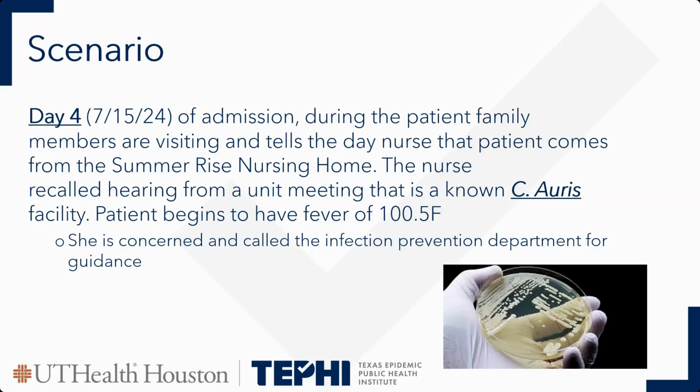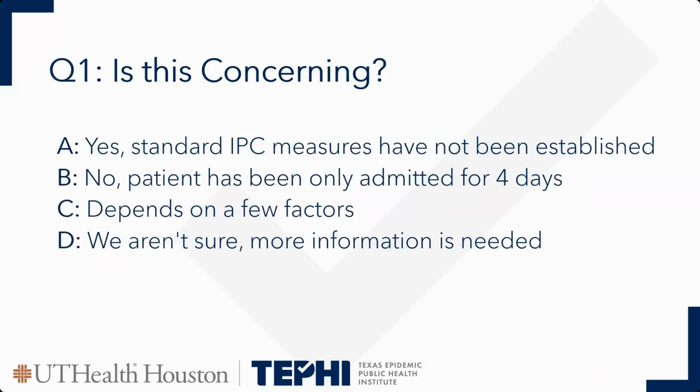They're at 100.5, and the NHSN definition of fever is always greater than 100.4, or for Celsius, greater than 38 degrees Celsius. So obtaining this information, they come from a C. auris facility. It's day 4. Now we're spiking a fever. They have a Foley catheter, a chronic Foley catheter. She is concerned and calls infection prevention for guidance. So my first question to all of you, does anyone have any questions so far with the information that I have provided?